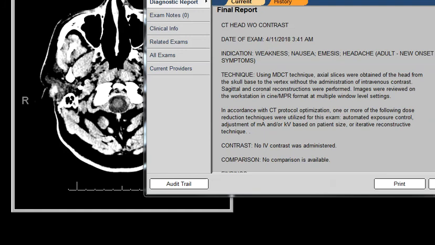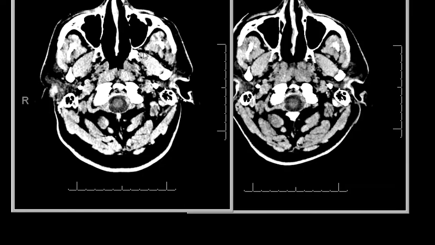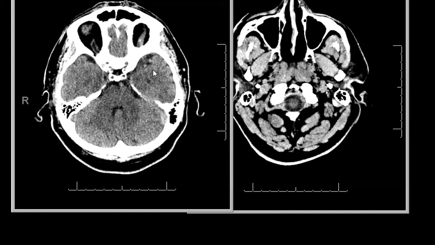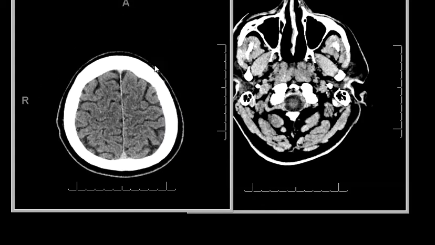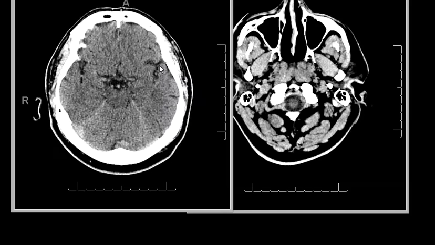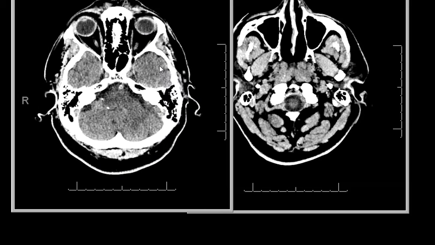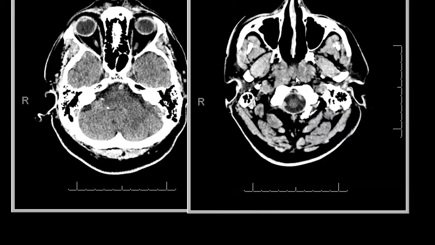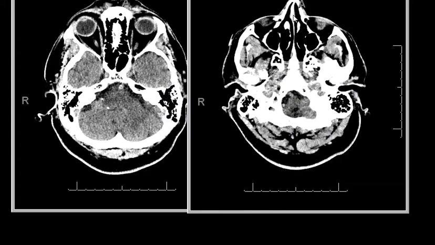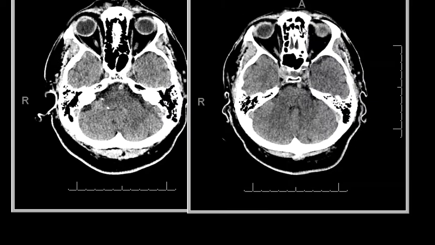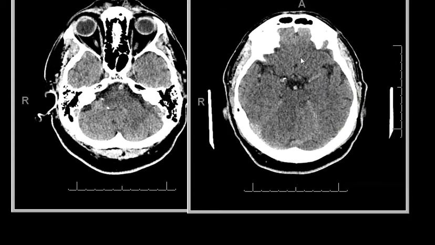This is a more recent case. The history is weakness, nausea, emesis, and headache, not even stroke. On the left side is 3:40 in the morning. The CT showed pretty much normal findings without any focal brain swelling. That's 8:20 in the morning. Now we see some subtle changes in the superior cerebellum. Subtle, but it's different from the other side.